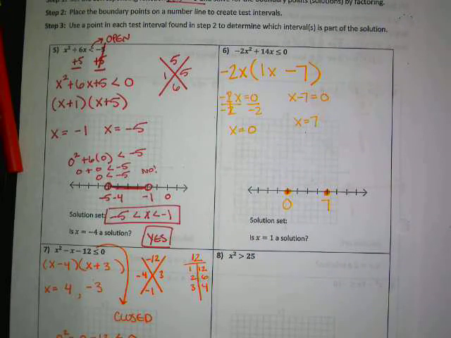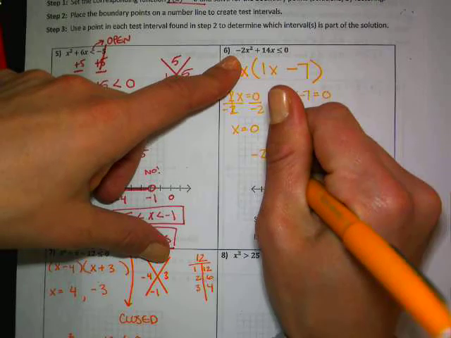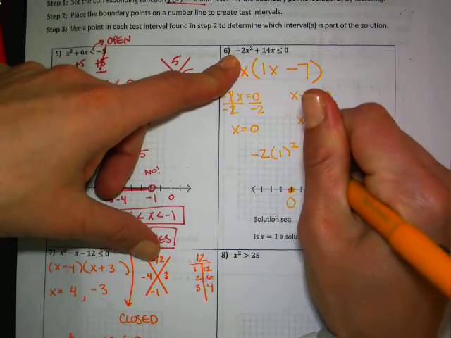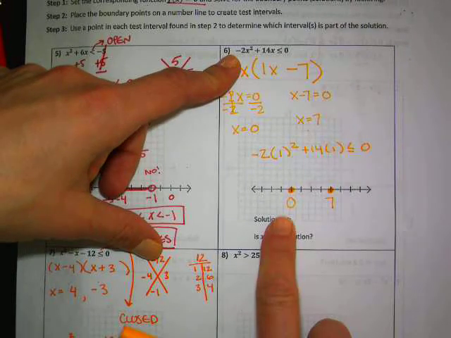Alright, so are we good so far? Alright, can I use 0 as a test point? No, because it's one of my solutions. So what's the next best thing? 1. Well, I would use 1. I mean, you can use 7, but it'd be a big number. I would use 1. Why not 0? Because it's one of our solutions.